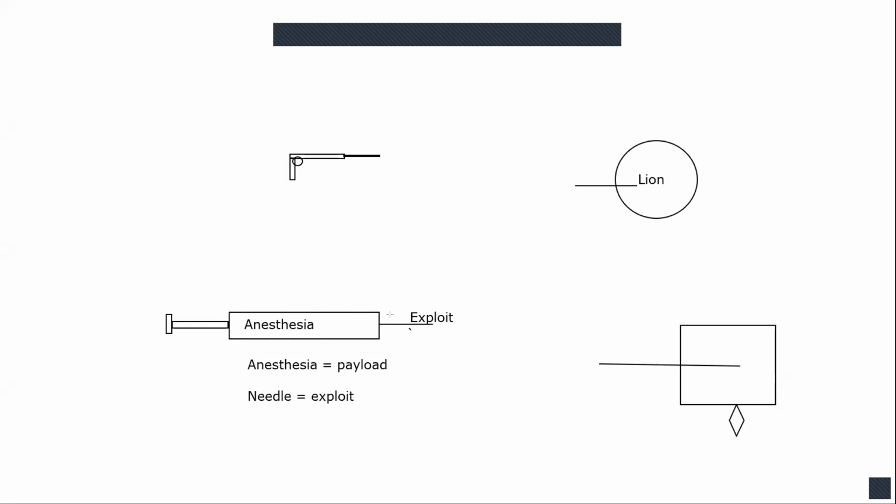The exploit is responsible to penetrate into the lion, and the payload is something which is there in the exploit and will act on the lion and make it fall asleep. Or if you are using poison, the lion will be dead. If you are using anesthesia, it will lie unconscious. So it all depends on exploit and payload.